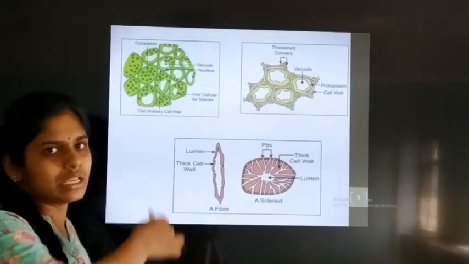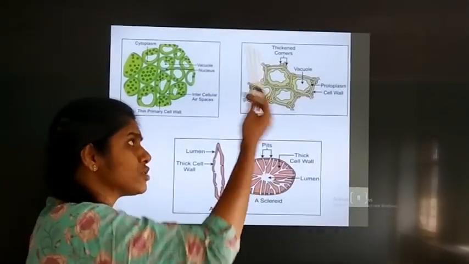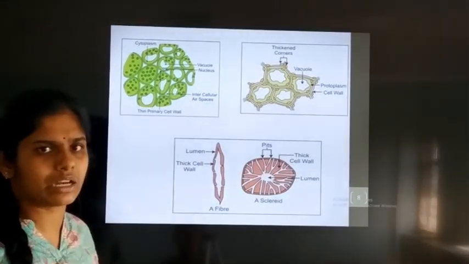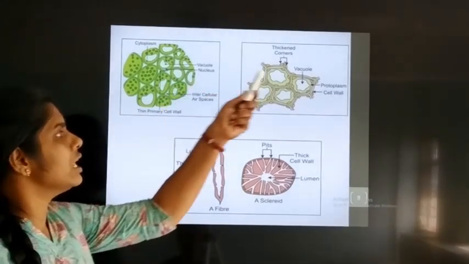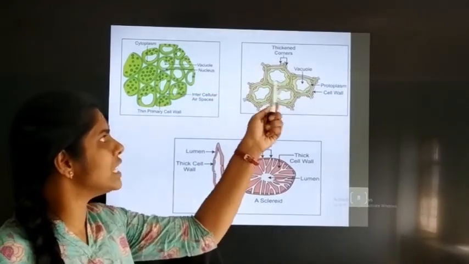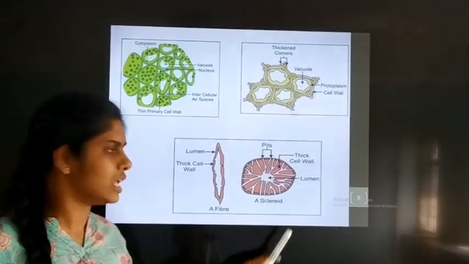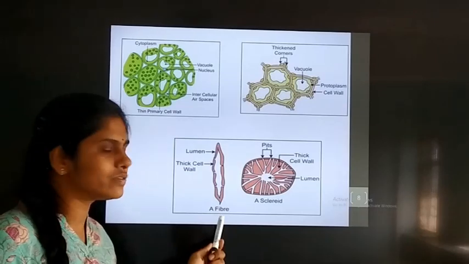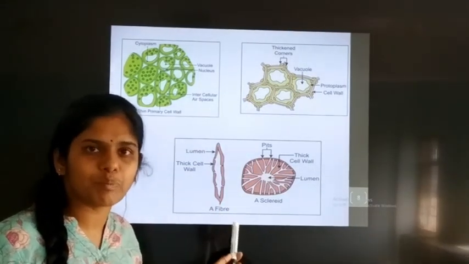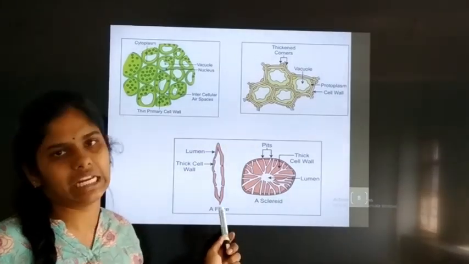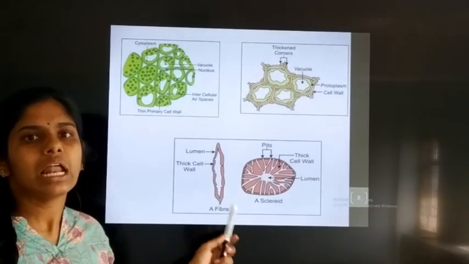Next, parenchyma cells are isodiametric in nature, and collenchyma cells are also isodiametric in nature. In parenchyma the cell wall is thin, made up of cellulose. In collenchyma the cell wall is thick, made up of cellulose, hemicellulose and pectin. In sclerenchyma the cell wall is thick, deposited with lignin.